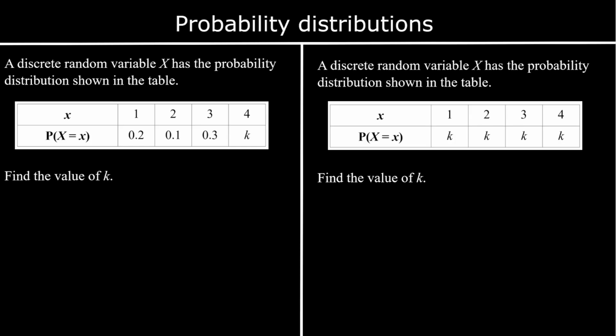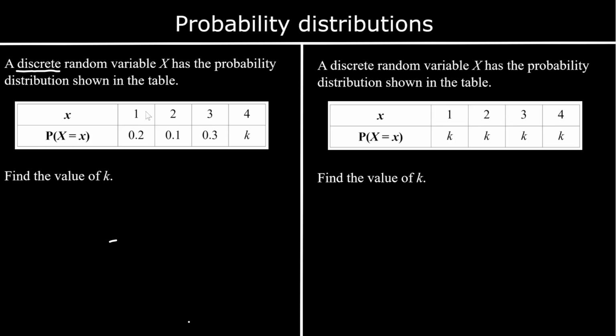Probability distributions. A discrete random variable x has the probability distribution shown in the table. Discrete means it can only take certain values. We can see from the table, we can get a 1, 2, 3, or 4. And we've got the probability that x, the variable, takes the value x. So the probability that x equals x means the probability of getting each of the values.